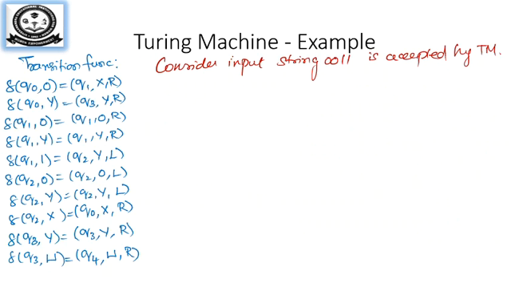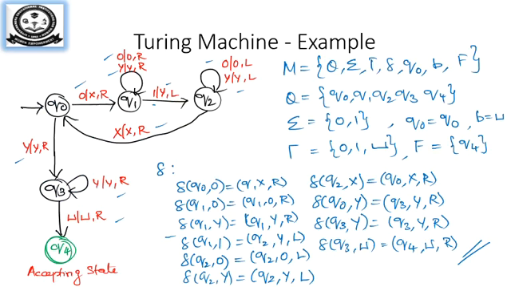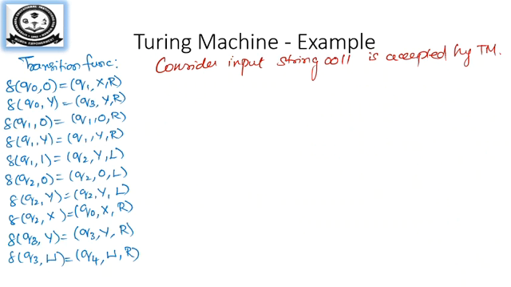So we have designed the Turing machine with the transition diagram for the language that is accepted by the Turing machine. Now we will check whether an input string is accepted by the Turing machine or not with the transition function. So this is the input string which we are going to consider. We will be starting with q0. So I will write like this: q0 0 0 1 1.